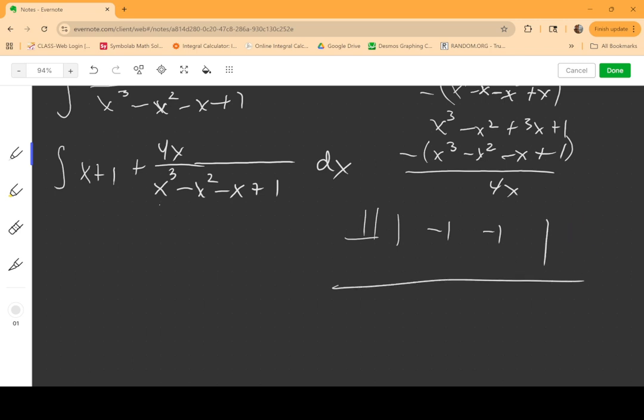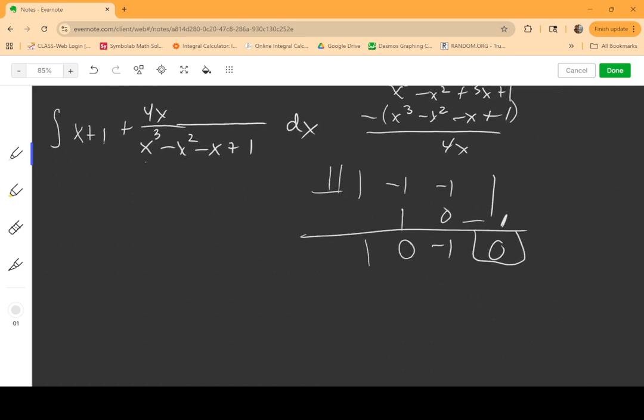And then this will be 1. 1 times 1 is 1. Negative 1 plus 1 is 0. And 0. And then minus 1 here, and then we get 1 times negative 1, negative 1. And then we get 0. So we see there's no remainder.